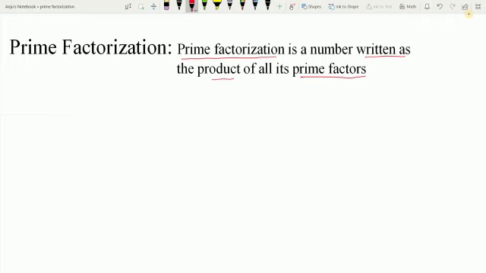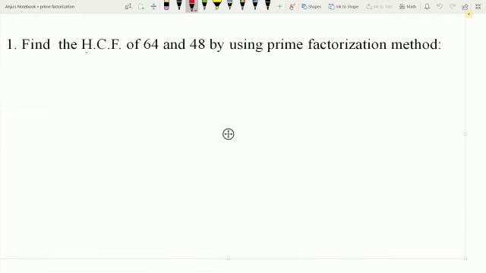So let us start. Example 1. Find the HCF of 64 and 48 by using prime factorization method. So first we will start with number 64. Now here 64 is a composite number. It is also an even number. So we can divide it by 2 as 2 is the smallest prime number.